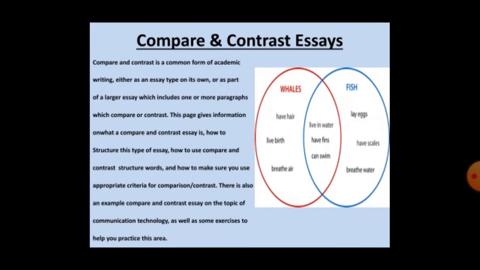So here you see whales and fish difference. In the red circle you see whales' traits or qualities, and in the blue circle you can see fish traits or qualities. But in the middle, where they overlap, you will see the similar qualities. So outside the circle are differences, and inside the circle are their similarities, okay students?